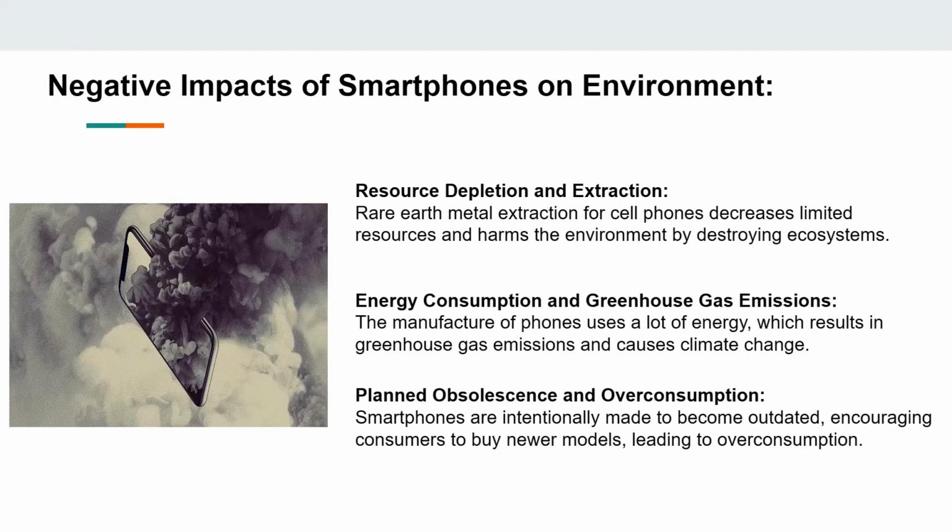Greenhouse gas emissions and energy consumption are linked since a lot of energy is required to make phones, which contributes to global warming. The last point for the negative impact is planned obsolescence and overconsumption. Smartphones are purposefully engineered to become outdated to encourage customers to purchase new models. Next slide.